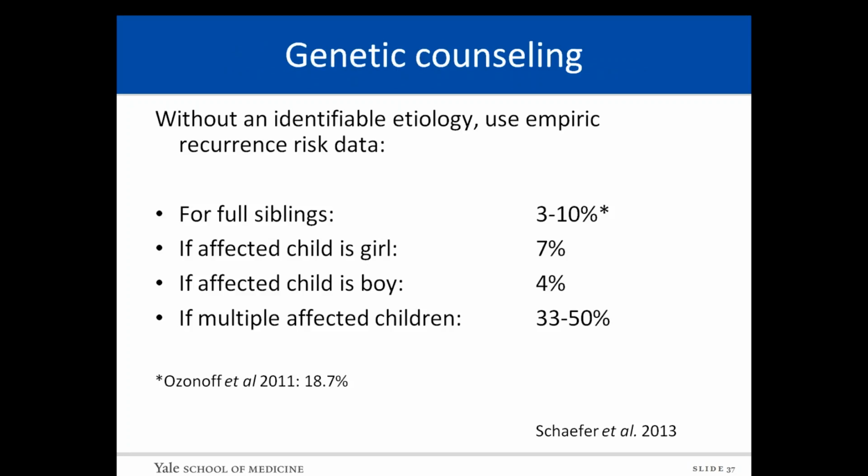So without an identifiable etiology, genetic counselors can use empiric recurrence risk data. This is again from the ACMG practice guidelines. For full siblings, the recurrence risk for another child is about 3 to 10%. As I mentioned, there are papers showing even higher rates for the sibling recurrence risk. If the affected child is a girl, the recurrence risk is 7%, and only 4% for a boy.